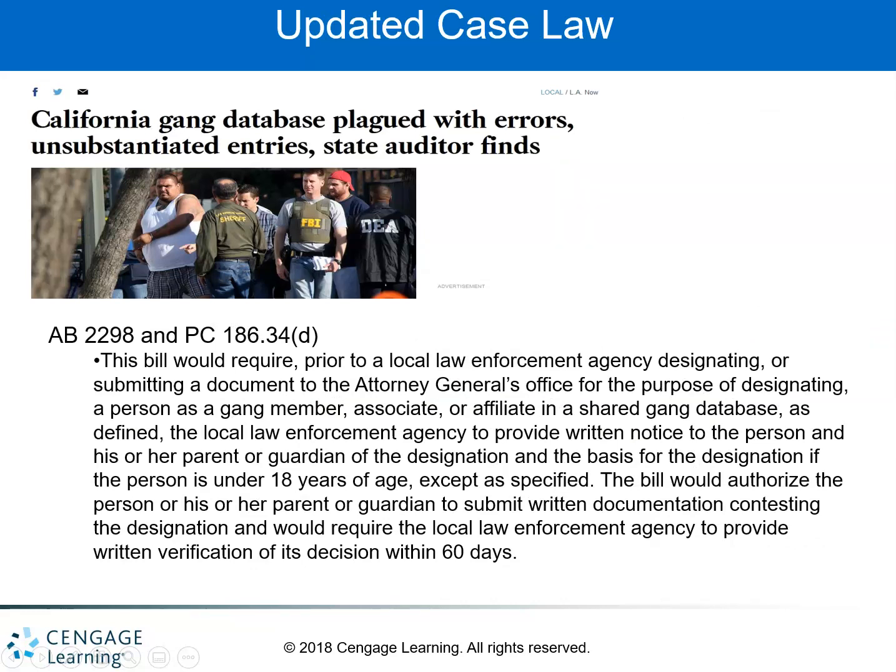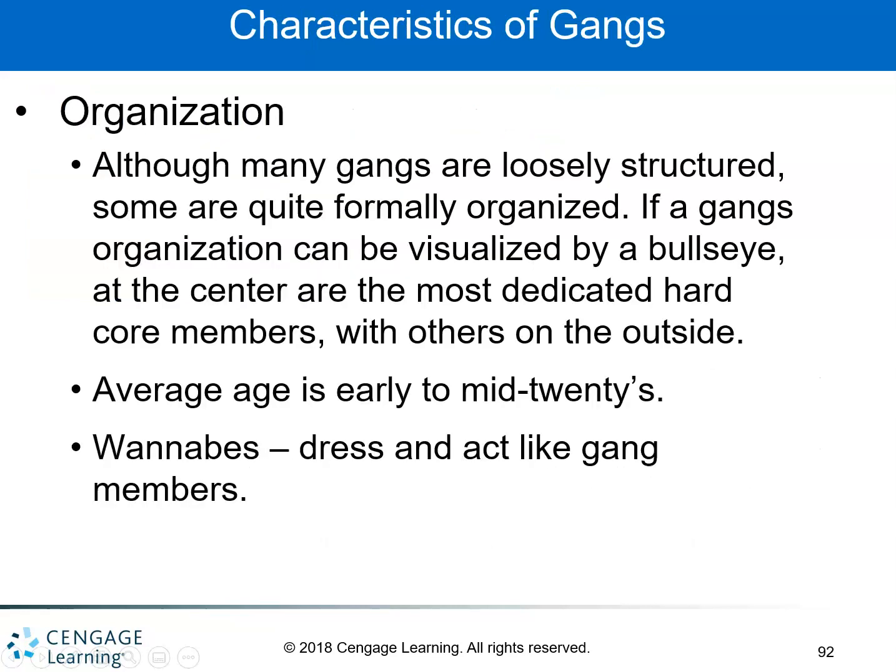A little bit on updated case law when it comes to gang cards. The California Gang Database did have some errors in some entries and things like that. So there is a bill out there, AB 2298 and PC 186.34, that would require law enforcement agencies to submit a document to the Attorney General's office for the purpose of designating a person a gang member, etc. We don't just designate everybody as a gang member.